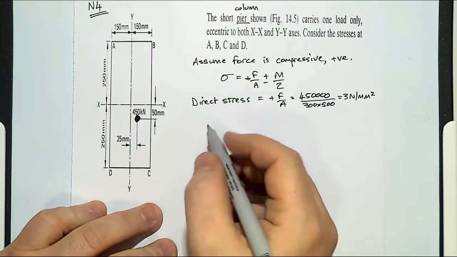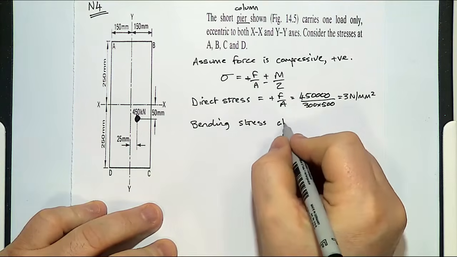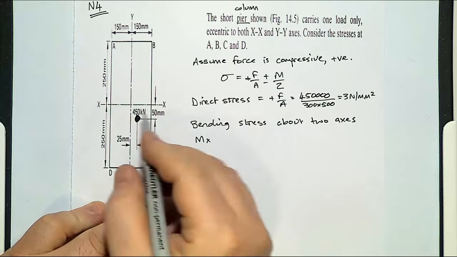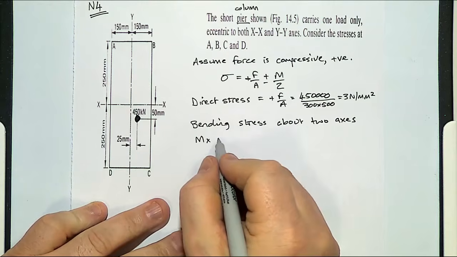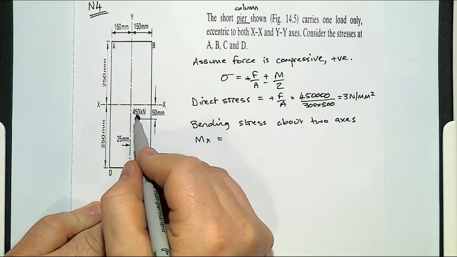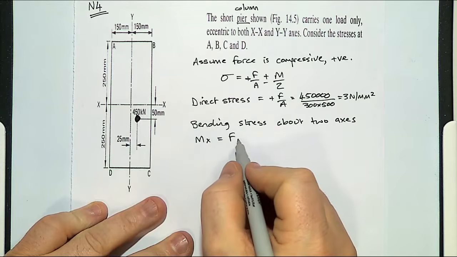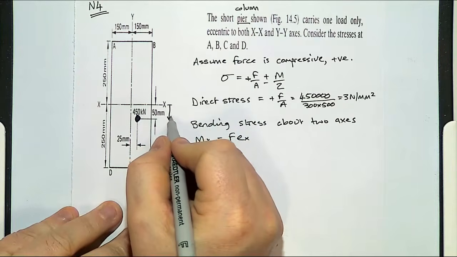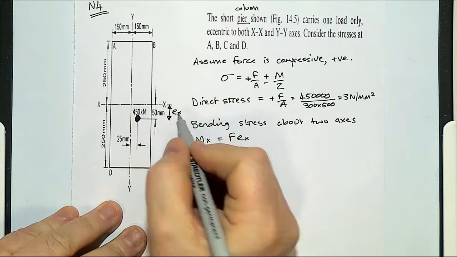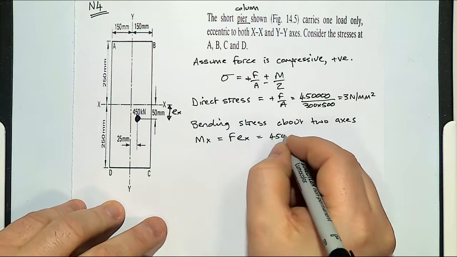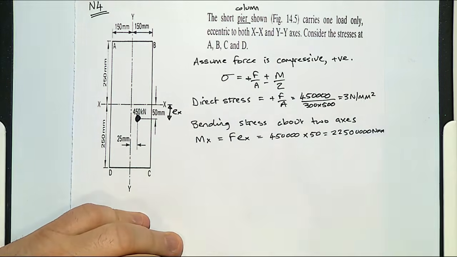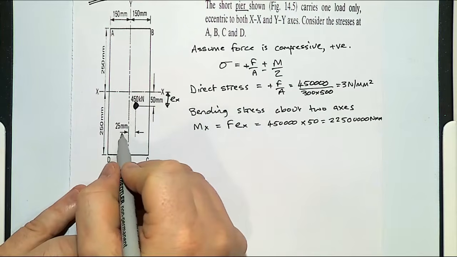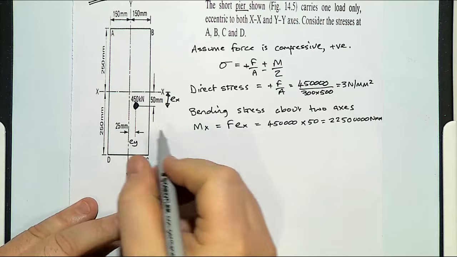So in terms of the bending stress, you've got your moment around xx. So our force times by this distance ex. So if we just say that there is ex. And then we've got my. So we've got this 25 millimeters, that's our EY.